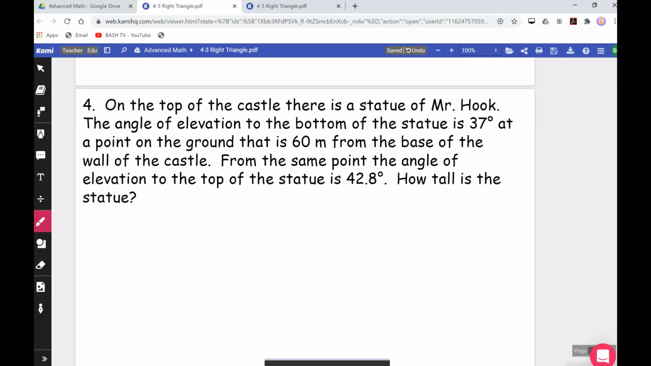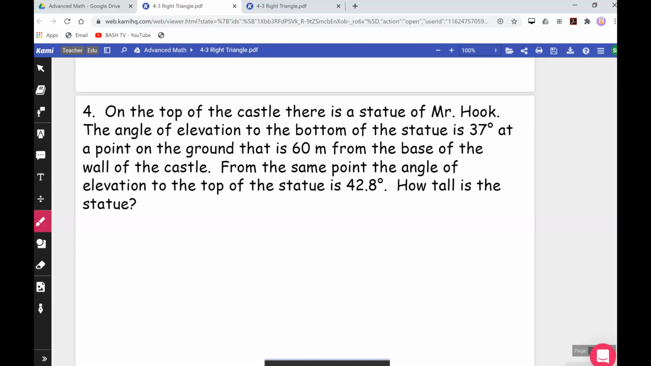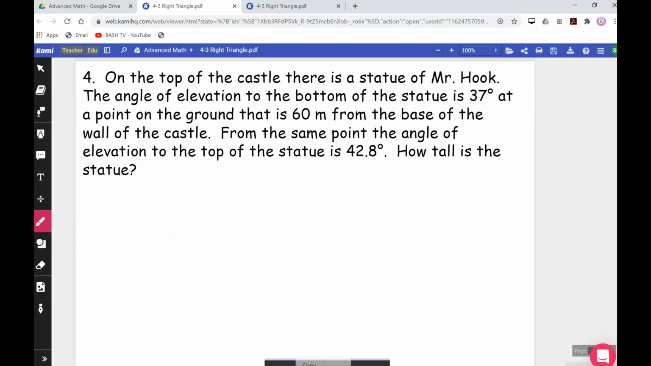All right, so on the top of the castle, there's a statue of Mr. Hook. Yeah, I'm sure this is true somewhere in England or something. There's a statue of me, right? The angle of elevation to the bottom of the statue is 37 degrees at a point on the ground that is 60 meters from the base. From the same point, the angle of elevation to the top of the statue is 42.8.